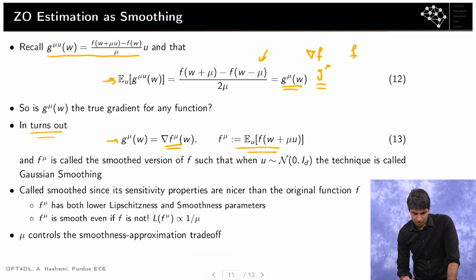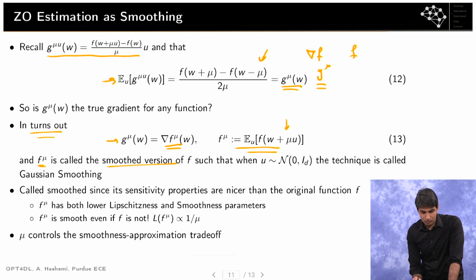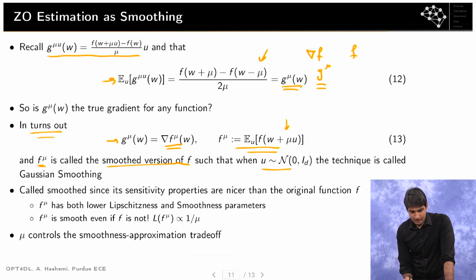So it's as if you're taking f and shifting the parameter in a random direction with a tiny amount mu, and then taking the expectation with respect to your random choice of direction. Now this f mu is called the smooth version of f. When the direction is chosen according to the Gaussian distribution, the technique is called Gaussian smoothing.